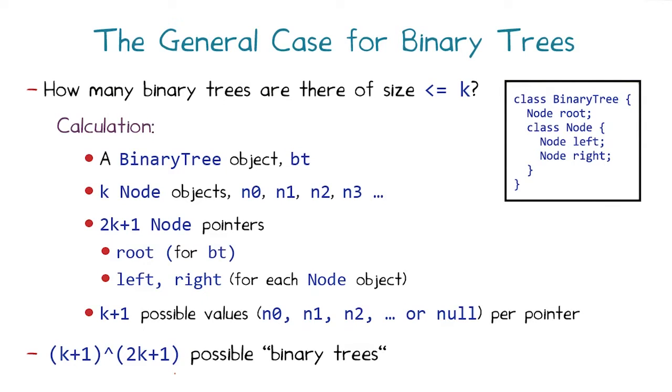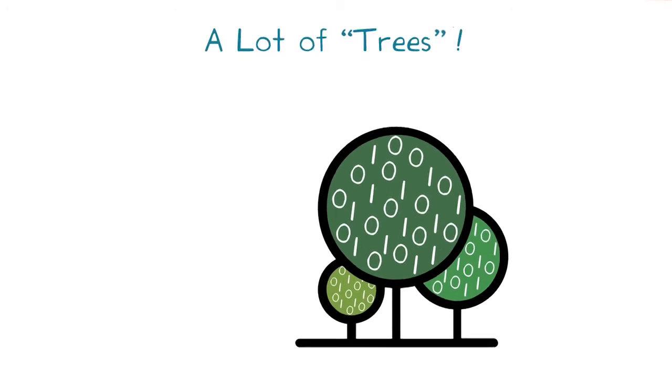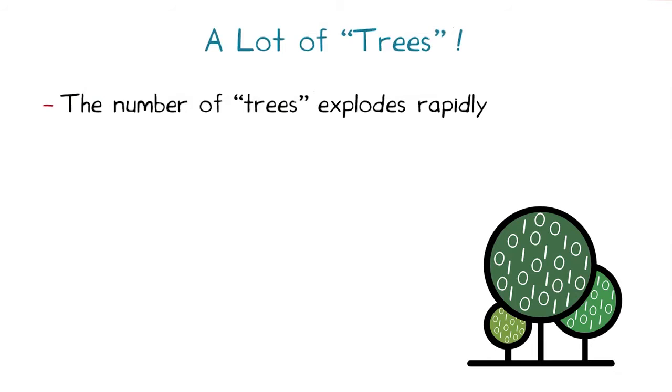You can verify the solution to the quiz by plugging in the value 3 for k in this expression. We get 4 to the power 7. That is 16,384 binary trees using up to 3 nodes. That's a lot of trees. This quantity grows super exponentially in k.